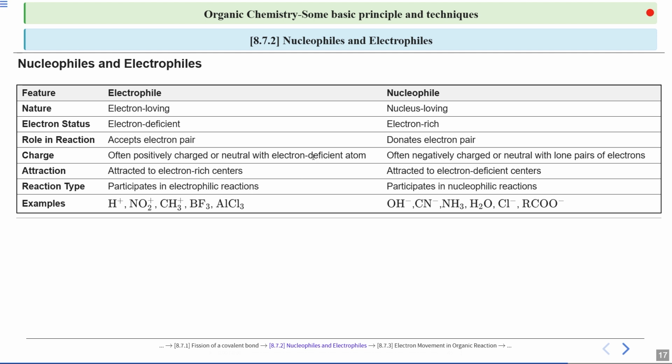What about nucleophiles? Either they will have a negative charge, like in the case of OH minus, CN minus, RC double minus, Cl minus, or they can have a lone pair on the central atom, like NH3 has a lone pair. Similarly, H2O has a lone pair. So they can donate those lone pairs and act as nucleophiles.